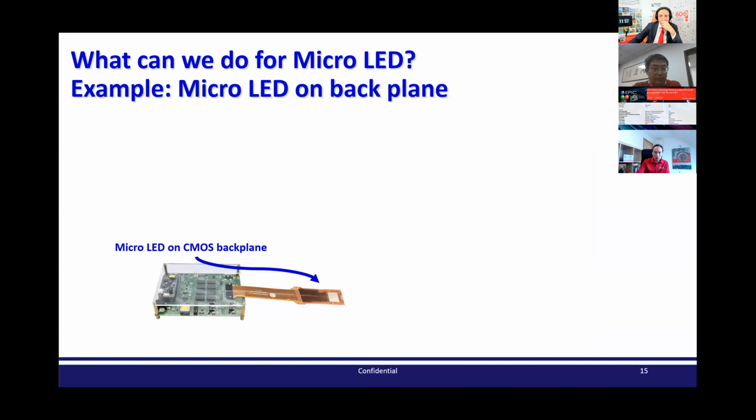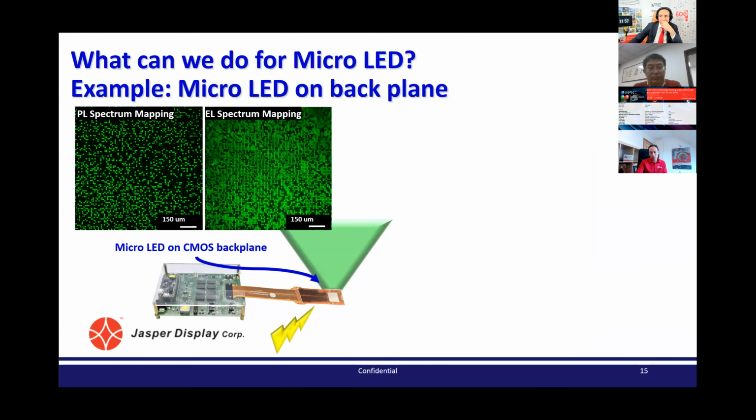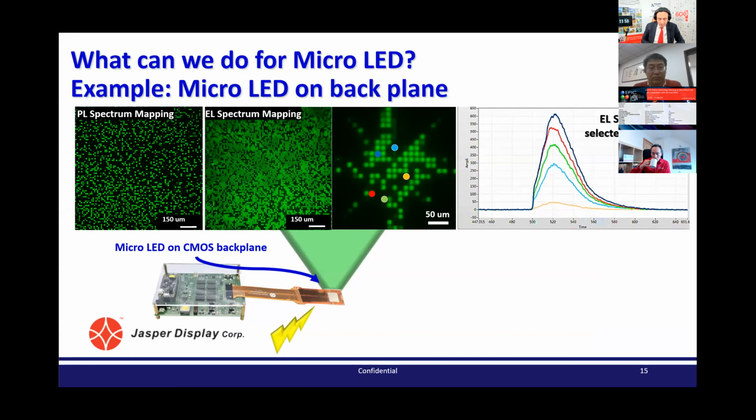So what's more, we cooperate with Jasper Display. They have a great CMOS backplane for micro LED driving. We use their driver to light up the micro LEDs. So of course we can get the PL and EL spectral mapping easily of each micro LED. Also, we can zoom in and get the detail of each micro LED's EL spectrum.